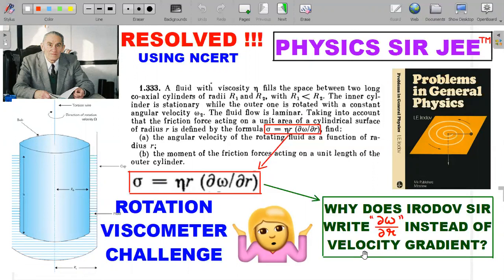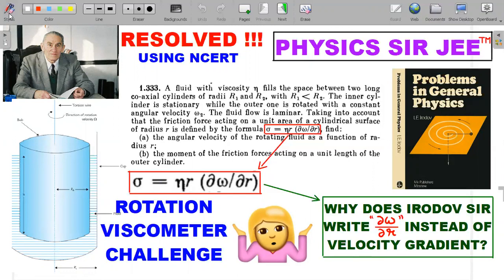The inner cylinder and outer cylinder are usually rotated at two different angular velocities, and over a period of time the viscous liquid inside would achieve a steady state. By studying that steady state you would be able to estimate the coefficient of viscosity. So this is the basic introduction to the viscometer.